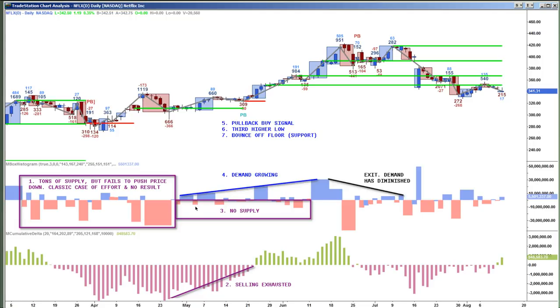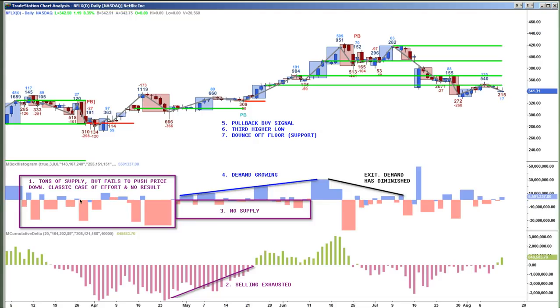We see here in the histogram after the effort and no result, we see no supply at all. In the histogram here, we see demand is growing and the pullback signal occurs, right? It's a third higher low and a bounce off the floor, which acts as support. Great position to get in, get some stock options at this point.